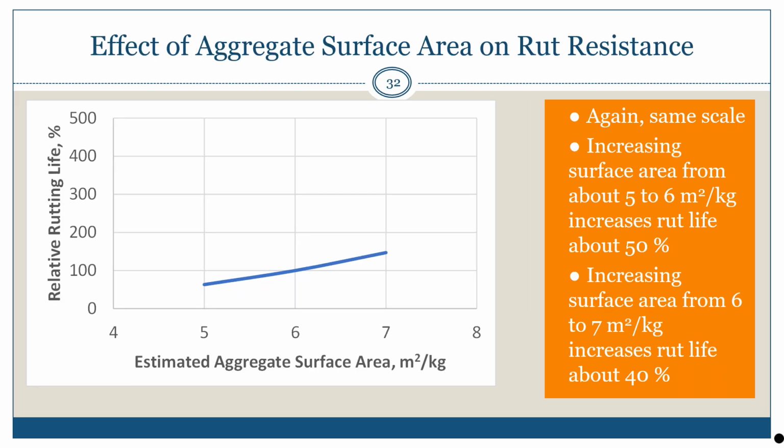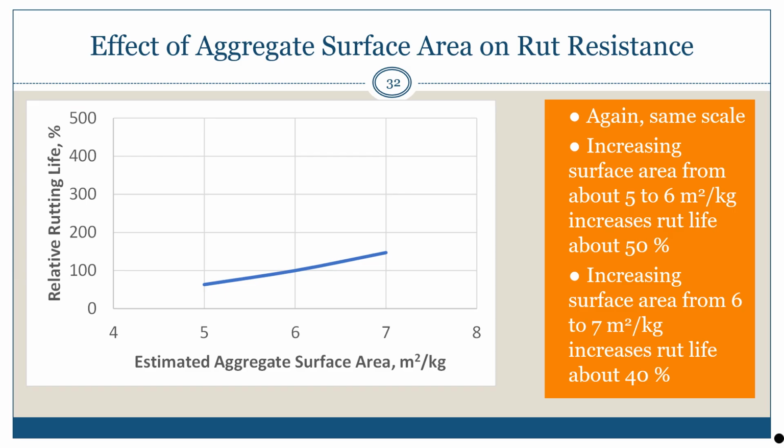This slide shows the effect of changing your aggregate surface area on rutting life. This is a fairly strong effect, something that could be useful if you want to improve the results of a rutting test on your mix. If you can increase the aggregate surface area, for instance, from 5 to 6 square meters per kilogram, you'll see your rutting life improve by about 50%. If you go from 6 to 7 square meters per kilogram, the improvement is a little bit less at 40%.